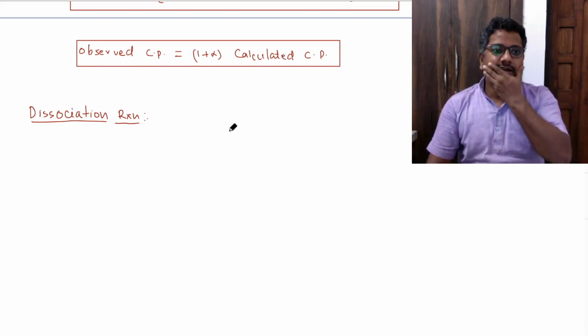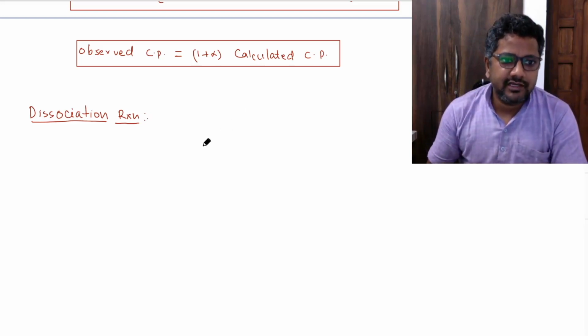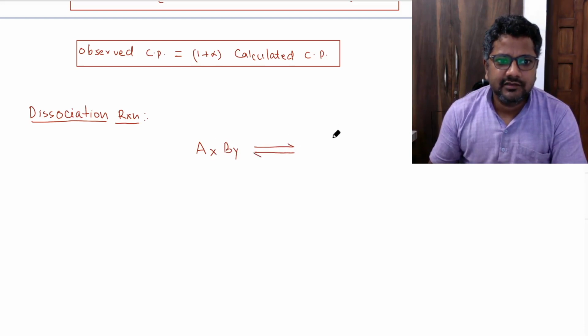So for dissociation, suppose that we have an electrolyte AxBy. This is not fully dissociated, so I am taking partial dissociation. So AxBy gives xA^y+ plus yB^x-.